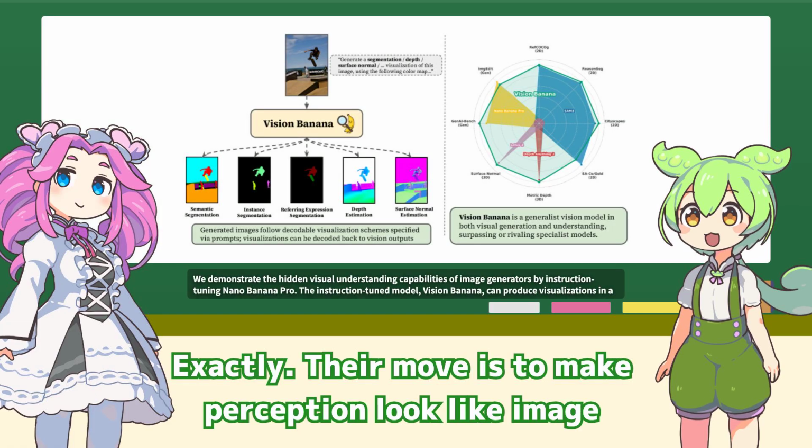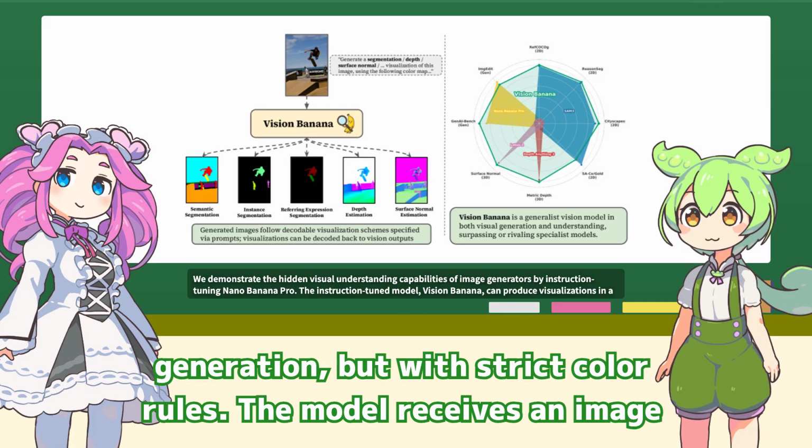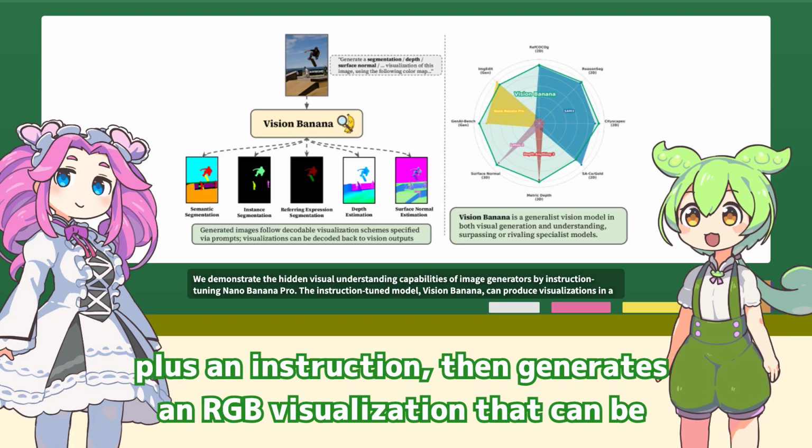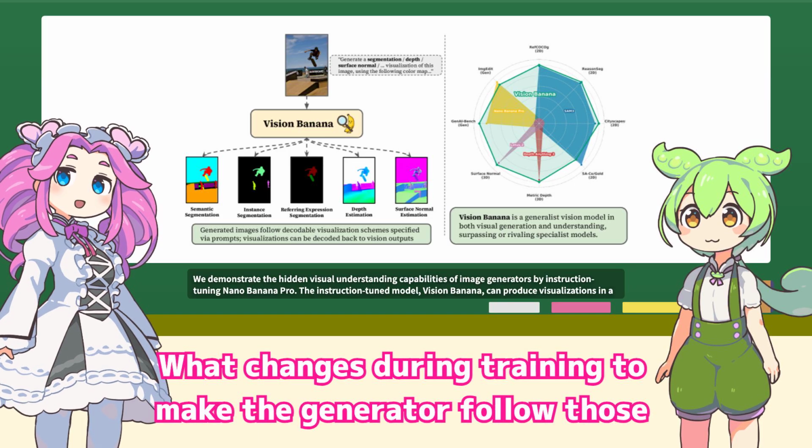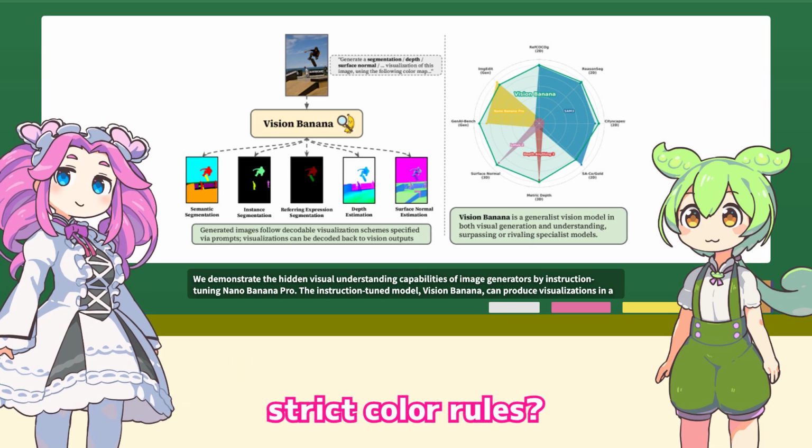Exactly. Their move is to make perception look like image generation, but with strict color rules. The model receives an image plus an instruction, then generates an RGB visualization that can be decoded into a mask, a depth map, or a surface normal map. What changes during training to make the generator follow the strict color rules?